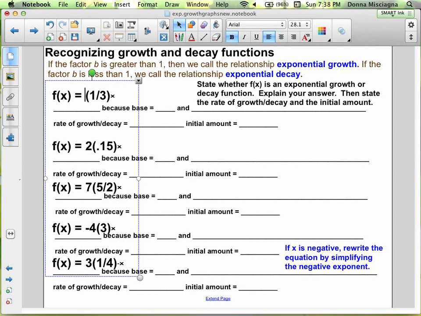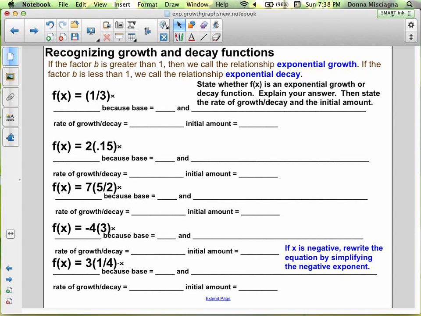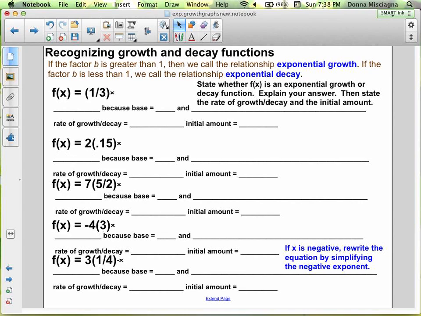Yeah. There, now I've got pretty much every kind of equation I can think of. Got to work on that spacing a little bit. But let's go through these. So recognizing growth and decay functions from the equation. If the factor b is greater than 1, then we're going to call the relationship exponential growth.